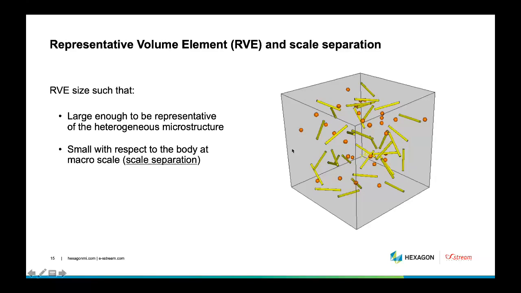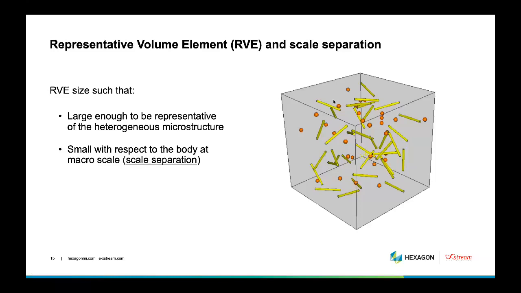But it has to be small enough compared to the size of the body in order to have scale separation, which is always needed when you do multi-scale modeling or scale bridging, homogenization, etc. Of course, if you have simple microstructures, which are by definition periodic, then you just take one periodic unit cell and you apply periodic modeling conditions.